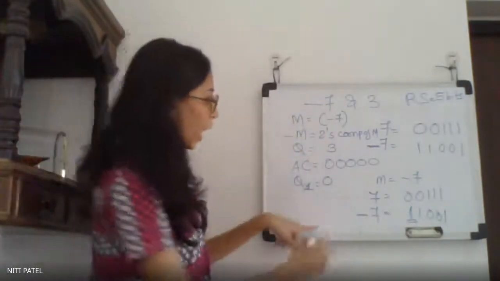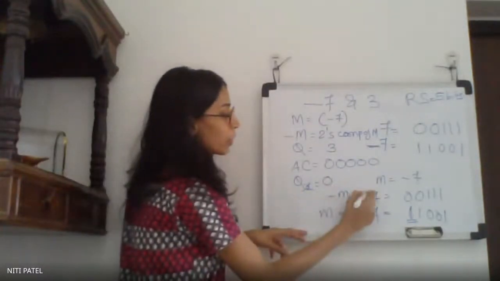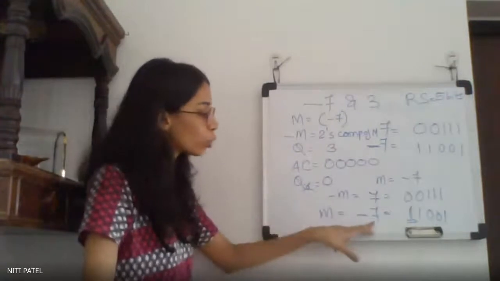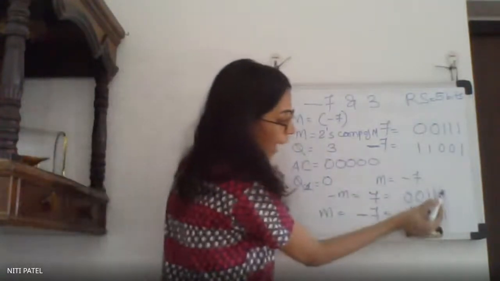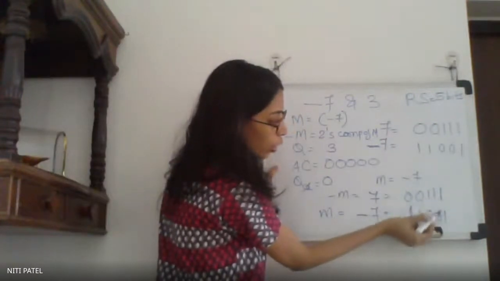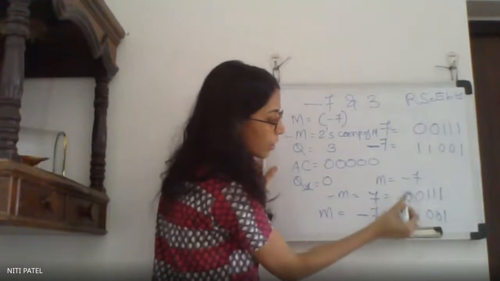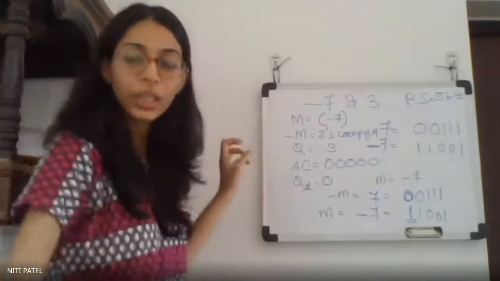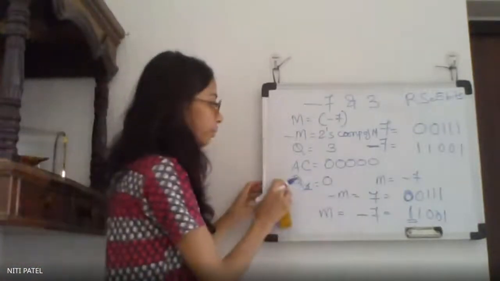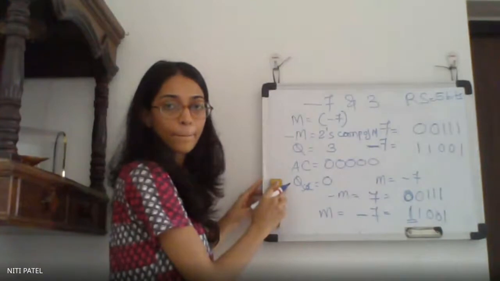So we have found our M, which is minus 7, and minus M, which is 7. So if I take 2's complement of minus 7, I get this. How? 1 as it is, 0 converted into 1, 0 converted into 1, 1 converted into 0, and since the original value is positive, the sign bit is 0. Is this understood up till here? Yes or no? Yes, ma'am.